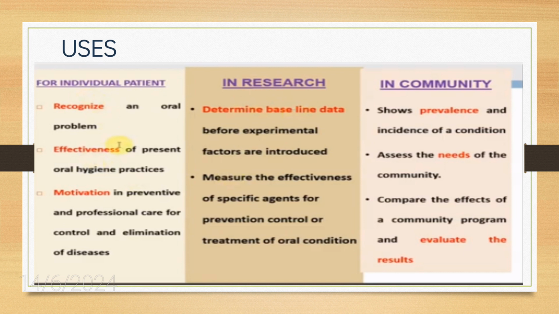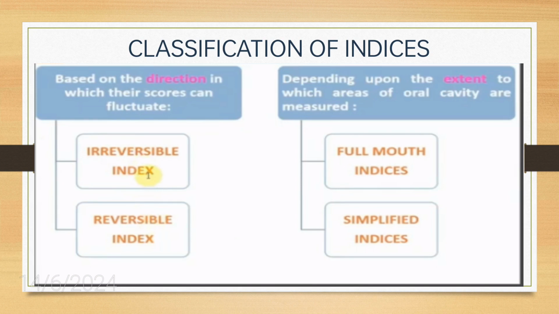We have seen the uses. Now we are moving on to classification of indices. They are classified based on the fluctuation of scores. Based on the fluctuation of score, they are classified as reversible index and irreversible index. Irreversible index measures the condition that cannot return to the original state once they have occurred.